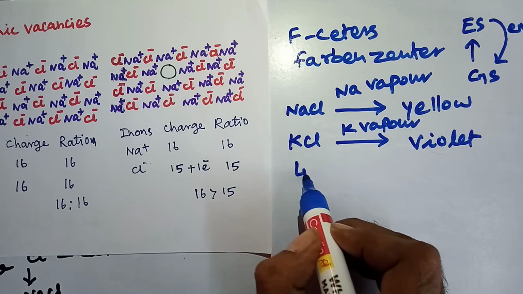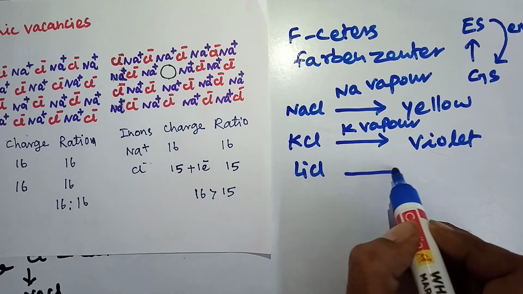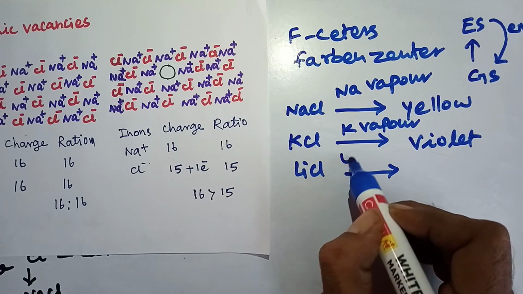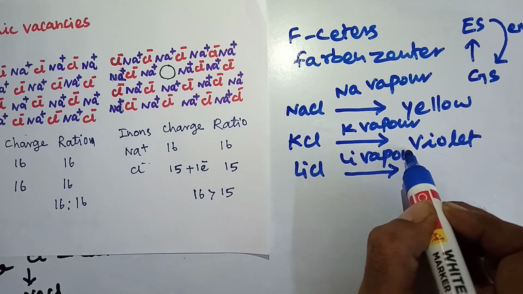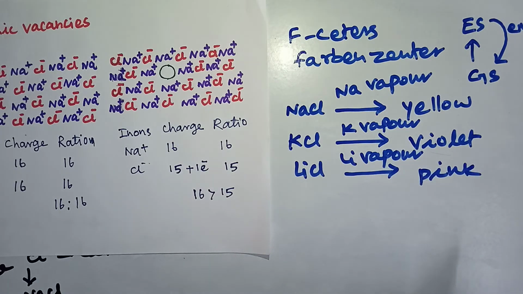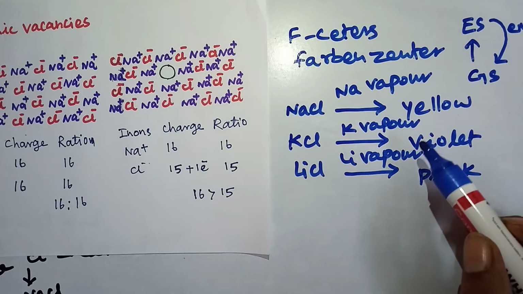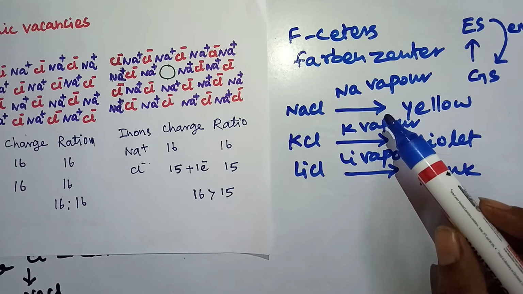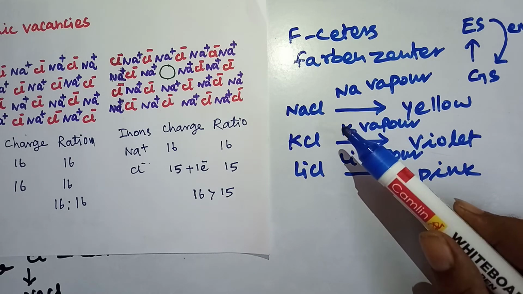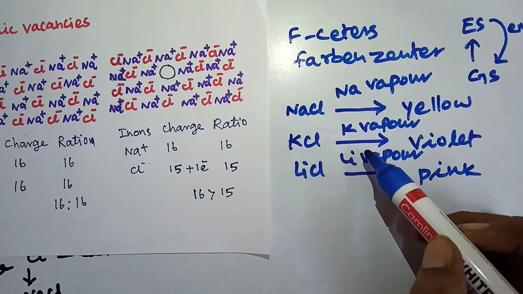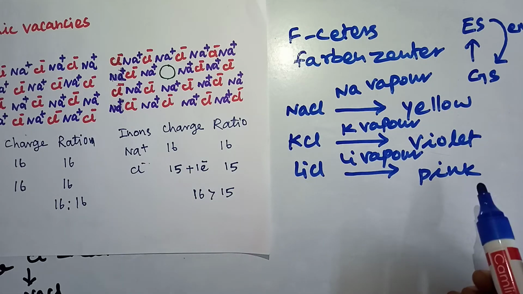In the same way, lithium chloride is white in color at room temperature. When we heat it in a lithium vapor atmosphere, it gives pink color. So due to the formation of anionic vacancies, it gives some colors on heating in the presence of vapors. Sodium chloride in the presence of sodium vapor is yellow, potassium chloride gives violet color, and lithium chloride gives pink color.